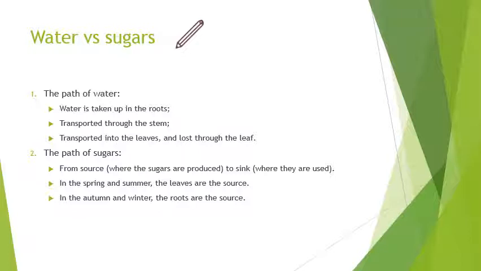The other path through the tree is that of sugars. So sugars are always moved from where they are produced to where they are used. As I said in part one, usually they're produced by the leaves and then they have to be transported to the rest of the plants. But sometimes, in times of need, such as the winter, the plant stores sugars in its roots, and then when it needs them, it needs to transport those sugars out of the roots and into, say, young leaves.